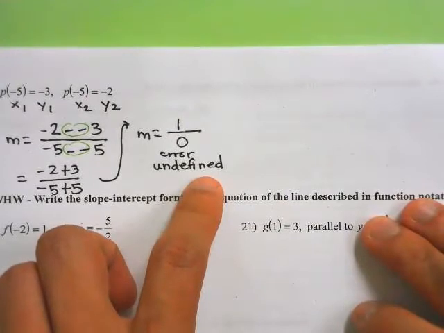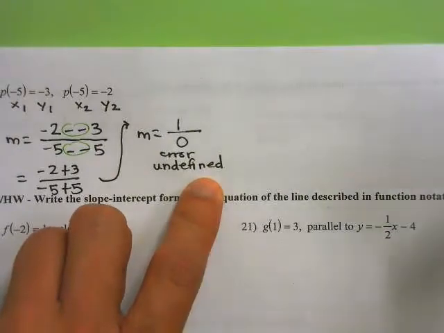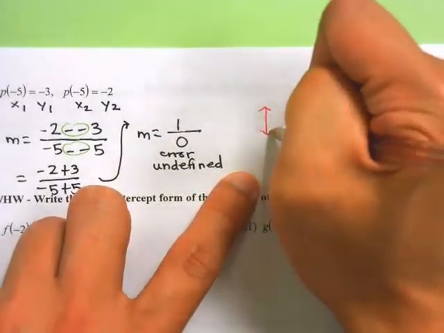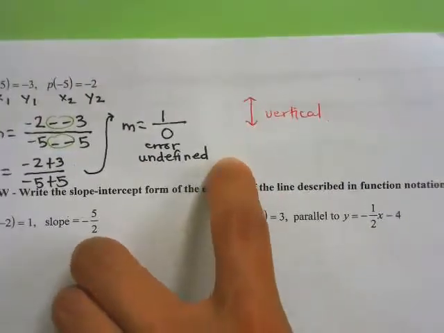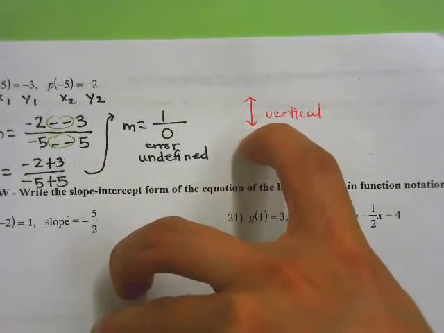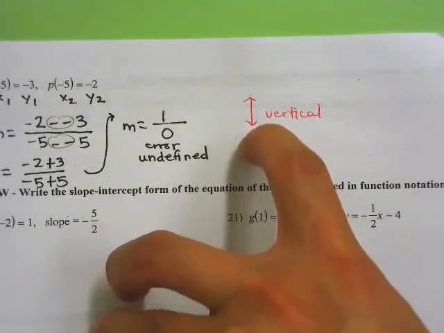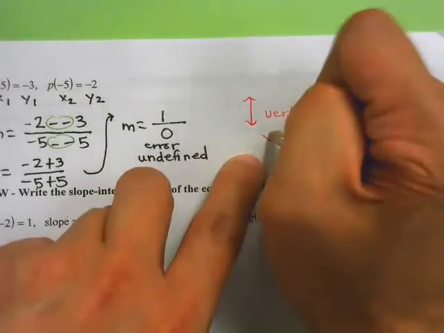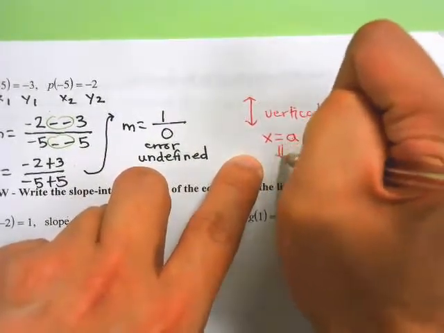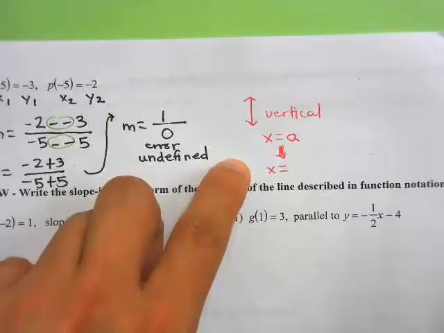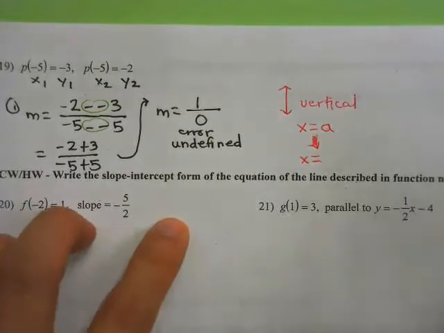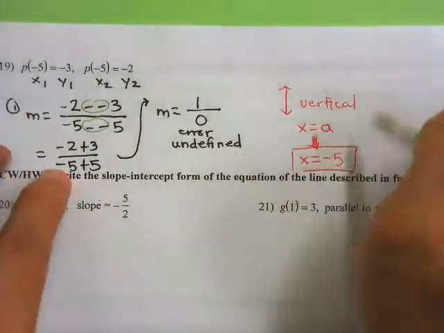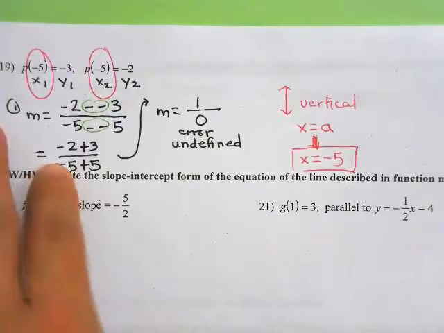What type of line has an undefined slope? Is it horizontal or vertical? Vertical, yes. Vertical line. And then class, for vertical lines, does it start with y equals something or x equals something? X equals something. So x equals a blank, whatever number that is. Tell me what number. -5, very good.